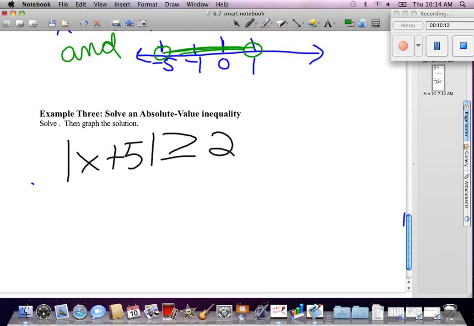Here we go. Solve an absolute value inequality. Go for it. Easy. Write it 2 different ways. Solve it. Please solve it. Try example 3.